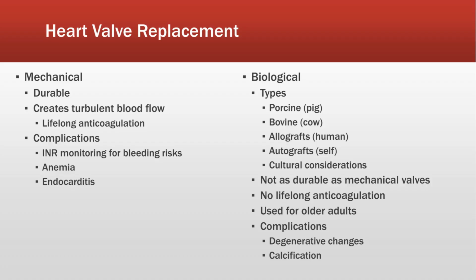There are two main types: mechanical valves, very durable but cause turbulent blood flow, so patients require lifelong anticoagulation with warfarin. Risks include bleeding, anemia, and infection. Biological valves are made from pig, cow, or human tissue. These don't require lifelong anticoagulation, making them better for older adults, but they wear out faster. We also respect cultural or religious concerns around using animal tissue.